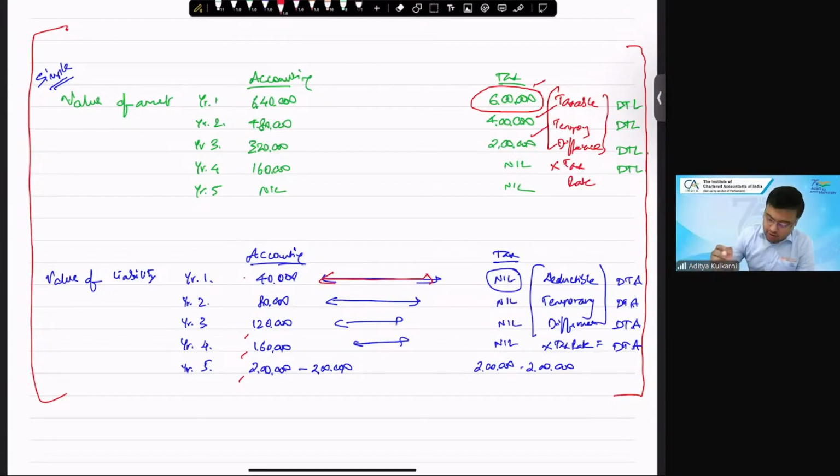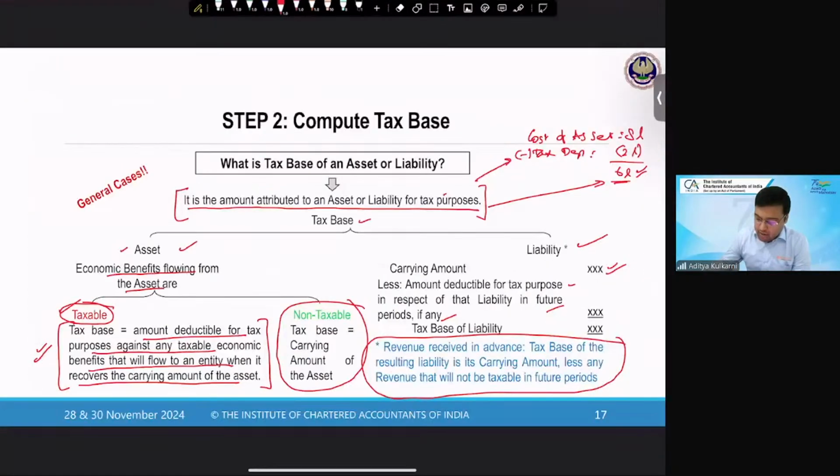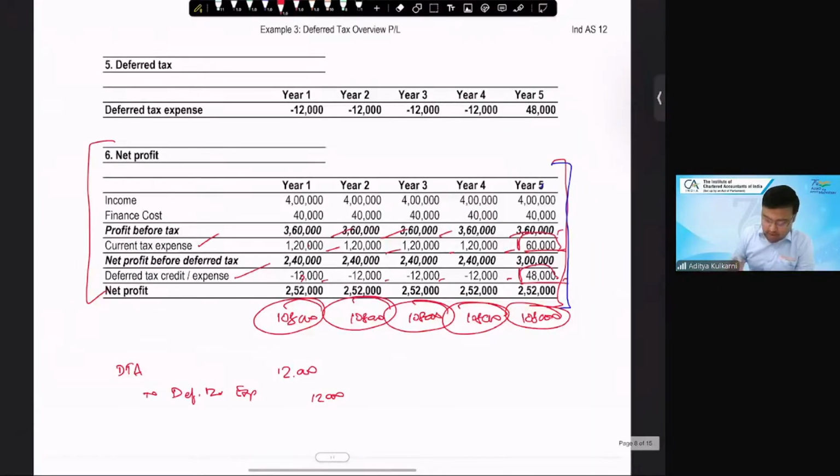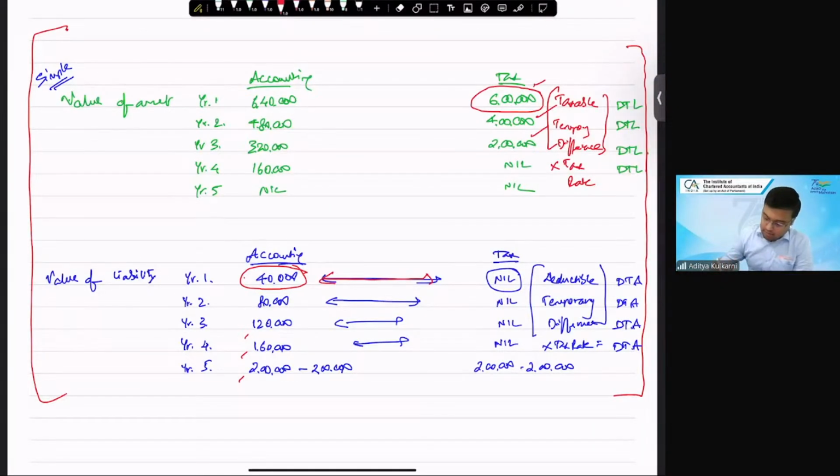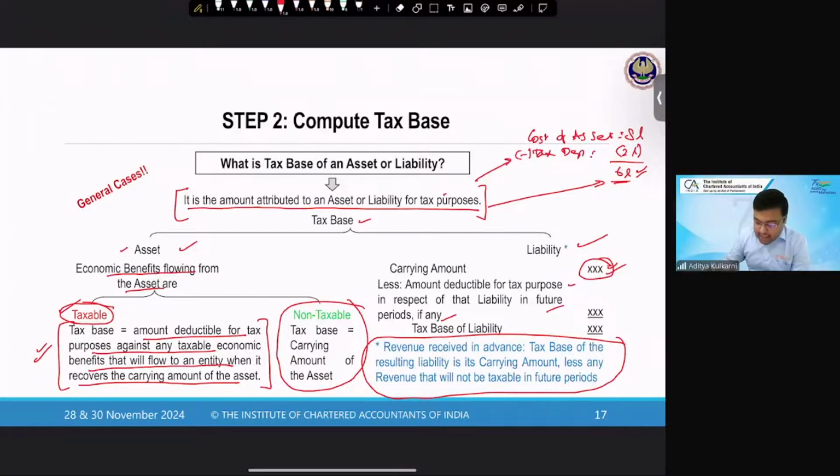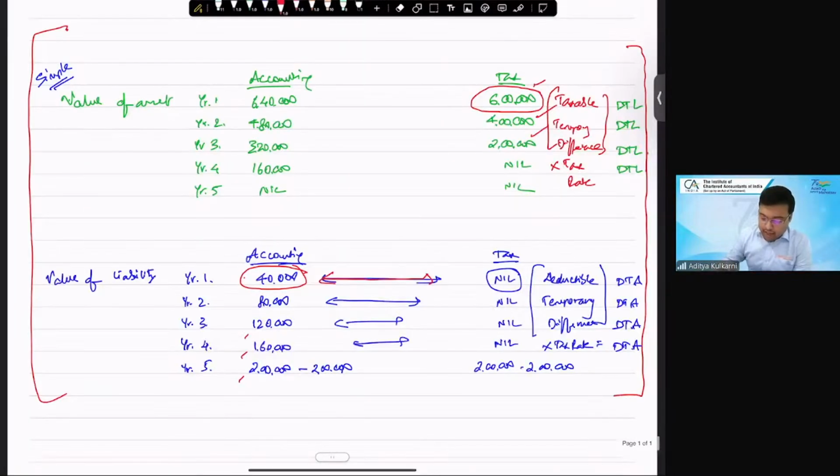So therefore, tax base of the liability is the carrying amount of the liability, which was 40,000 in the first year, minus the amount deductible for tax purposes in respect of that liability in future periods. In the future, I can claim a further deduction of 40,000 when this is actually paid. So therefore, the tax base is 0.